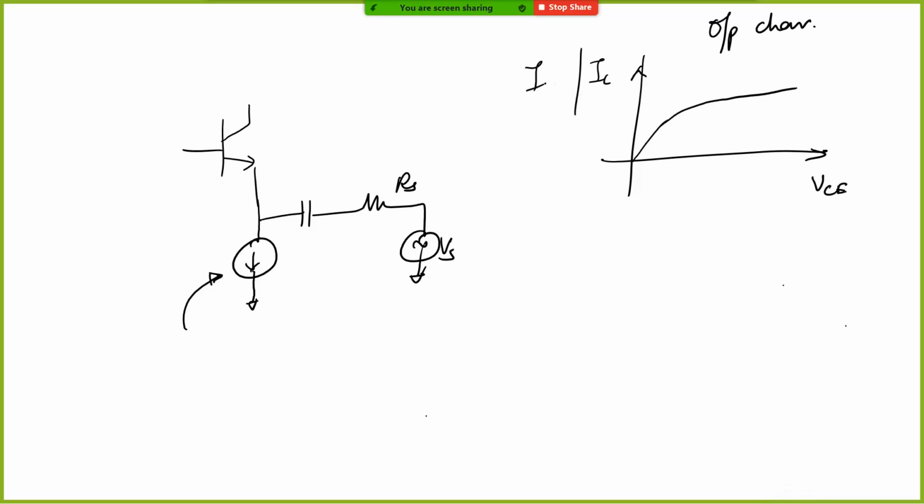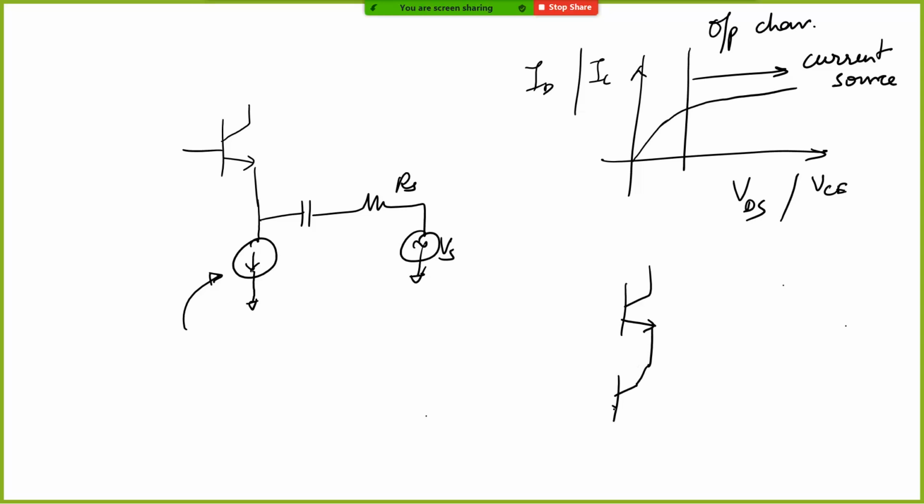Similarly, it can also be for ID, and this can also be for VDS. So for both MOSFETs and BJTs, you have a similar kind of output characteristic, right? Now, what we can say is, in this region, it acts as a current source, right? So as VDS changes across a transistor or VCE changes across a BJT, the collector current or the drain current remains constant.